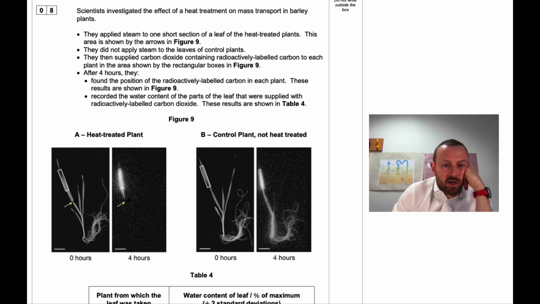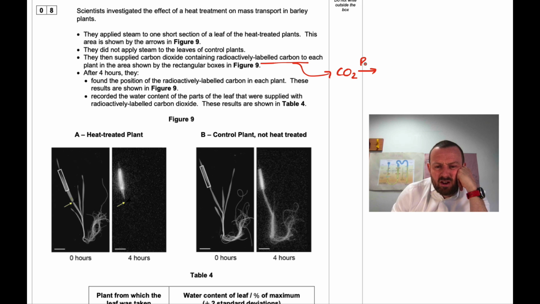So I'm just going to start to annotate with what I think is going to happen. The radioactive carbon, that's CO2, is going to be taken in by Rubisco, and ultimately it's going to become glucose, which is going to be radioactive glucose. After 4 hours, they found the position of the radioactively labeled carbon in each plant. These results are shown in figure 9. Okay, so 4 hours later. Okay, I got you.